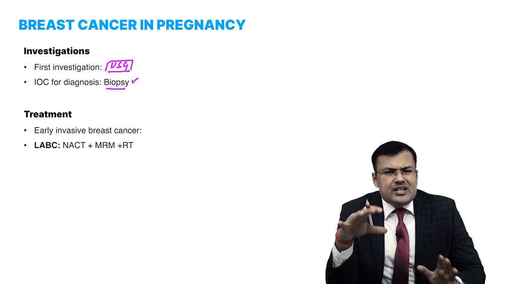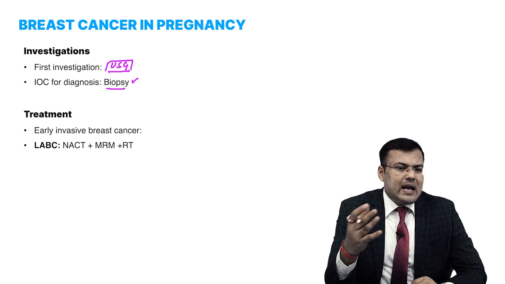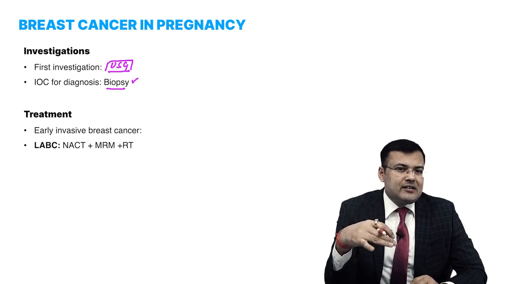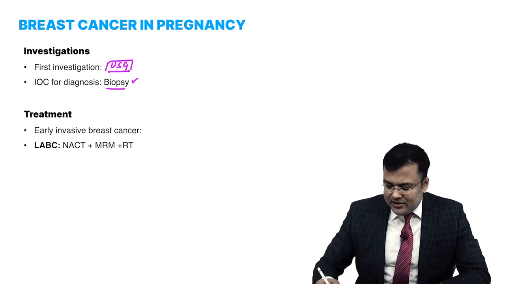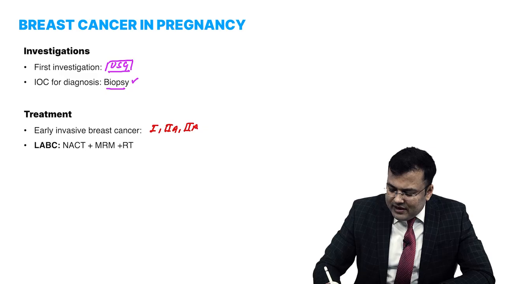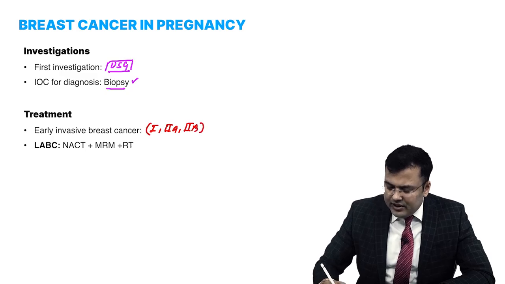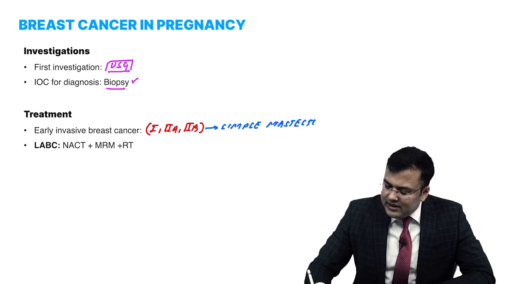Now see, treatment protocol is very similar. We discussed that pregnancy is an absolute contraindication of breast conservation surgery. So if patient is having early invasive breast cancer, like stage 1, 2A, 2B, obviously we are not going for breast conservation surgery. So in this case we are going for simple mastectomy. One thing is clear.